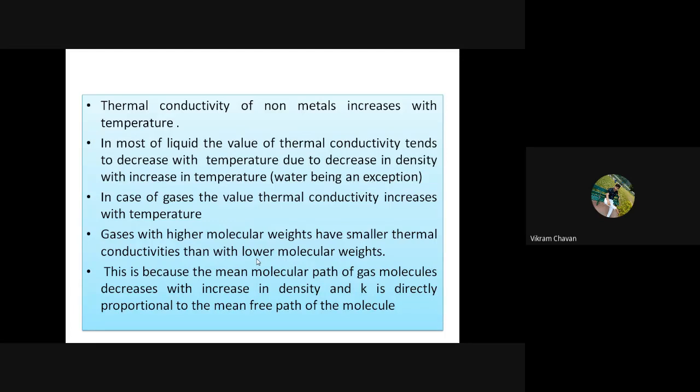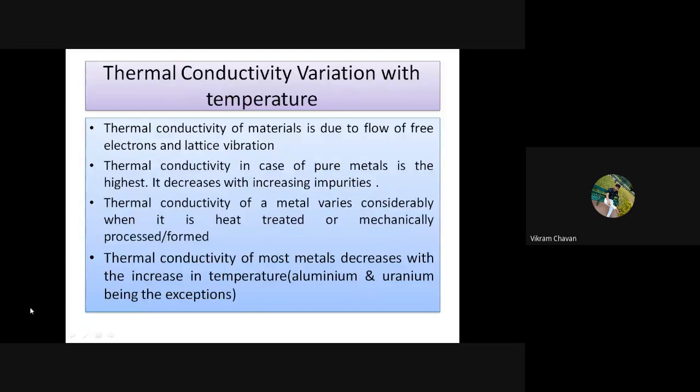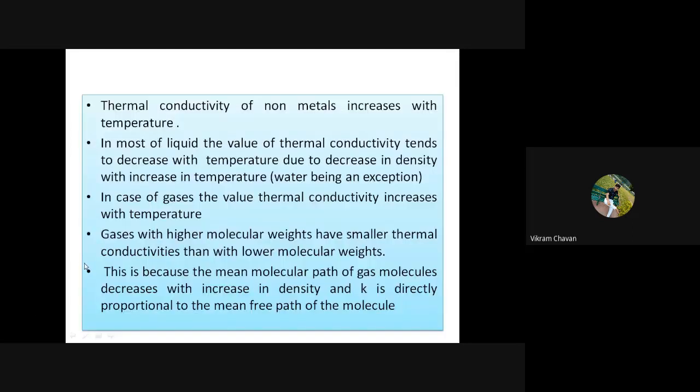But one exception is there for liquids, that is water. In case of water, the thermal conductivity increases with increasing temperature. In case of water, thermal conductivity goes on increasing with increasing temperature. Now, next, in case of gases, the value of thermal conductivity increases with temperature. In gases, the value of thermal conductivity increases with temperature.